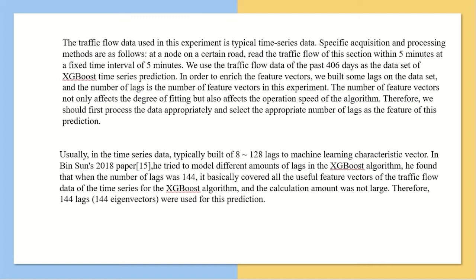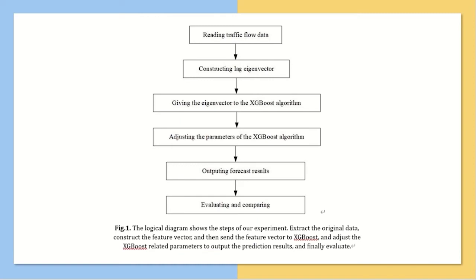In Benson's 2018 paper, he tried different numbers of lags in the XGBoost algorithm. He found that when the number of lags was 144, it basically covered all the useful feature vectors of the traffic flow data of the time series for the XGBoost algorithm, and the calculation amount was not large. Therefore, 144 lags were used for this prediction. The logical diagram shows the steps of our experiment. Extract the original data, construct the feature vector, and then send the feature vectors to XGBoost, and adjust the XGBoost related parameters to output the prediction results, and finally evaluate.